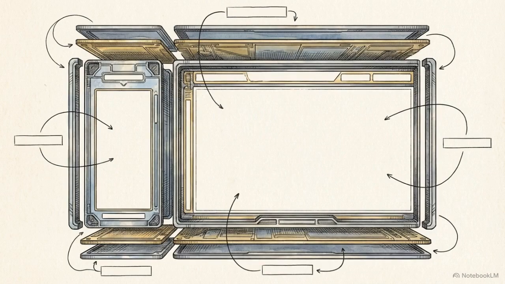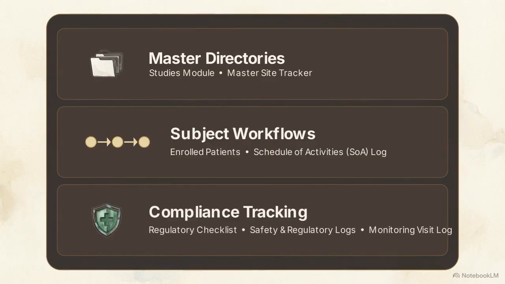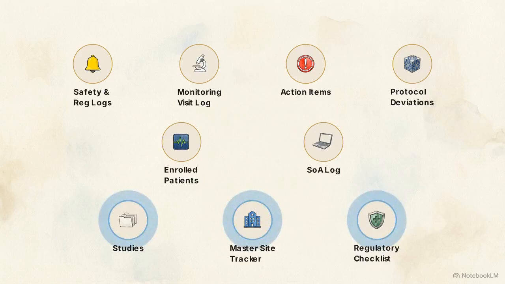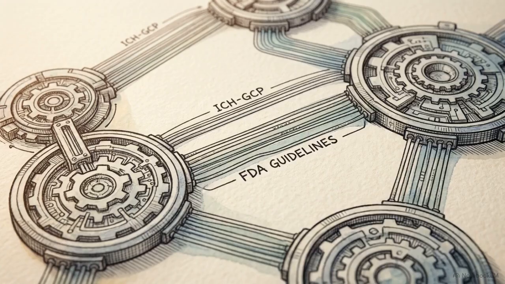We are going to engineer a 9-module, audit-ready oversight dashboard from first principles. This interconnected system operates on 3 specific tiers: master directories, subject workflows, and compliance tracking. This map shows the complete blueprint of our relational architecture. 9 distinct nodes connect to form a unified ecosystem. This engineering automates alignment with international regulatory guidelines directly within the database architecture.